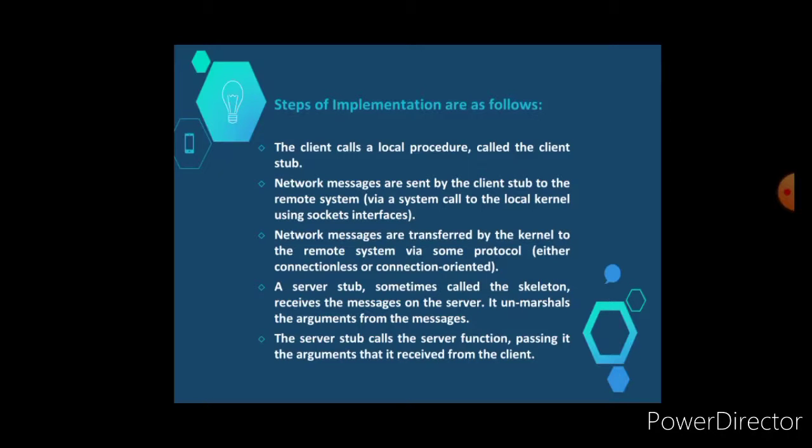The client calls a local procedure called the client stub. Network messages are sent by the client stub to the remote procedure via a system call to the local kernel using sockets interfaces. Network messages are transferred by the kernel to the remote system via the same protocol that may be either connectionless or connection oriented.